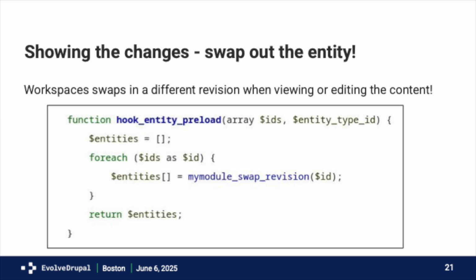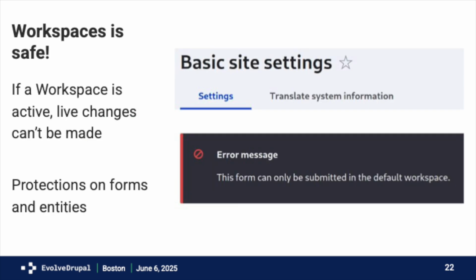So Drupal added this hook called hook_entity_preload, and this is how it works behind the scenes, where when you request a page to either view or edit, it just gives you a different one. So it'll pull from a different revision. It'll detect what workspace you're in and then deliver you the revision that's associated with that workspace.